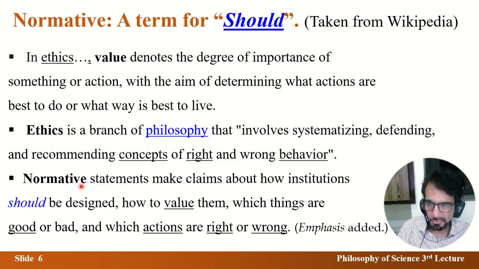So the technical description is complete if I describe the definition of normative statement, which according to Wikipedia is that normative statements make claims about how institutions should be designed, how to value them, which things are good or bad. No, institutions are not my topic, things are not my topic. My topic is the word should, the association of the word should with normative.